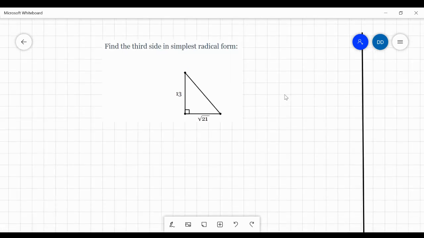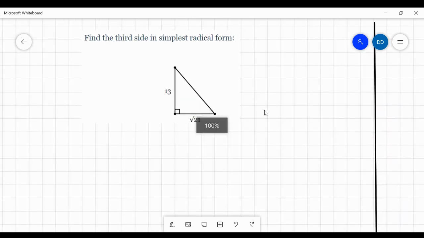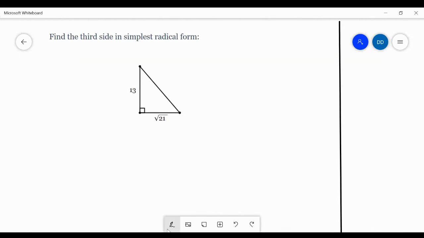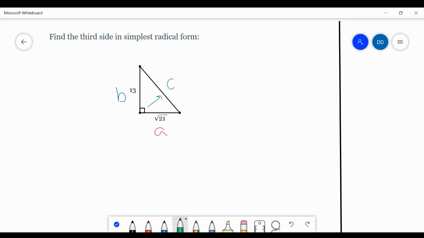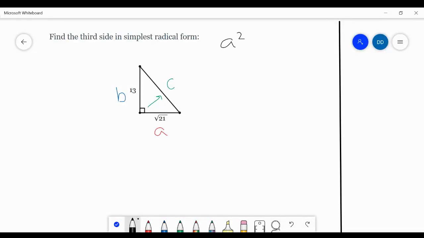It says, find the third side in simplest radical form. So we may have to simplify the radical, we may not. So let's take a look at this question. So the first thing I want to do is I want to label A, B, and C. I'm going to put A down here, B over here, and C over here because that's what is across from the right angle. Now, if it helps you, you could put your Pythagorean theorem right at the top, always in view, so you know what goes where.